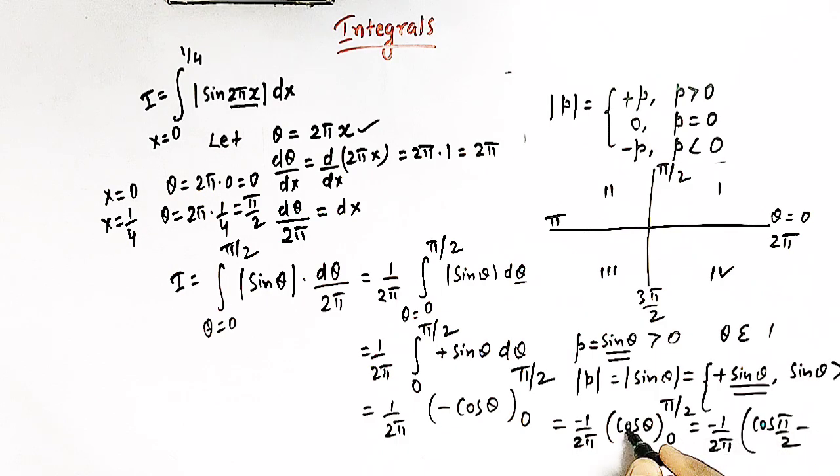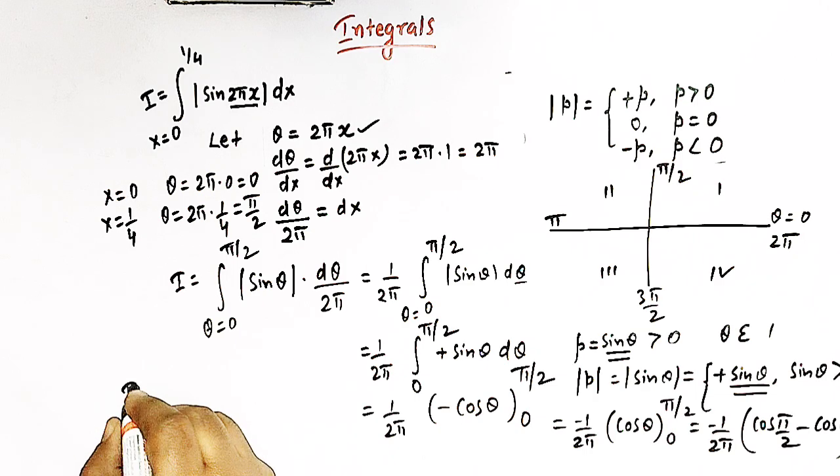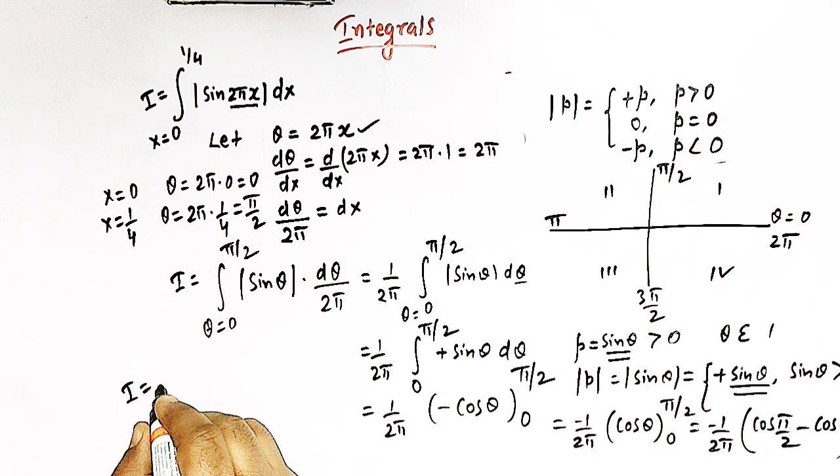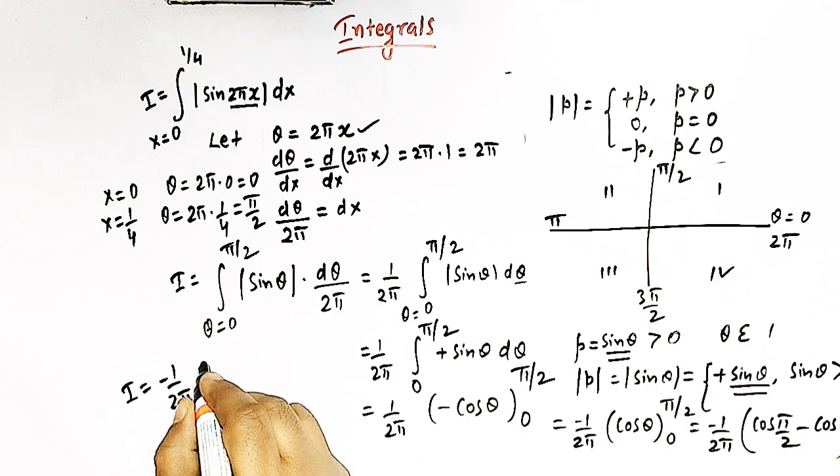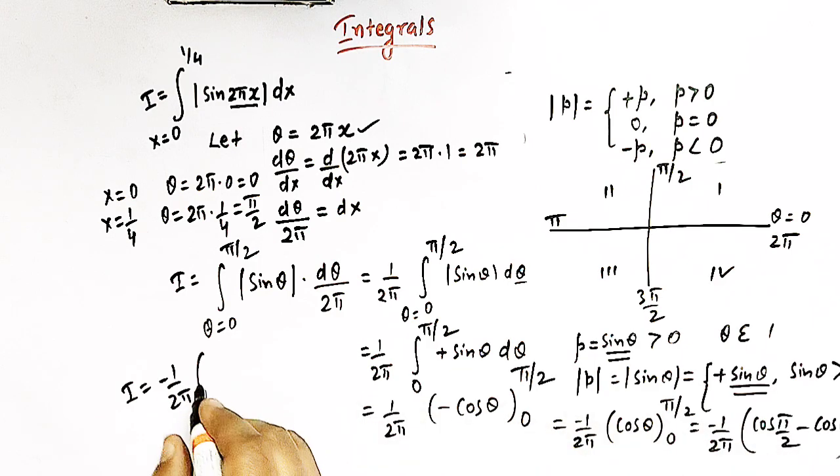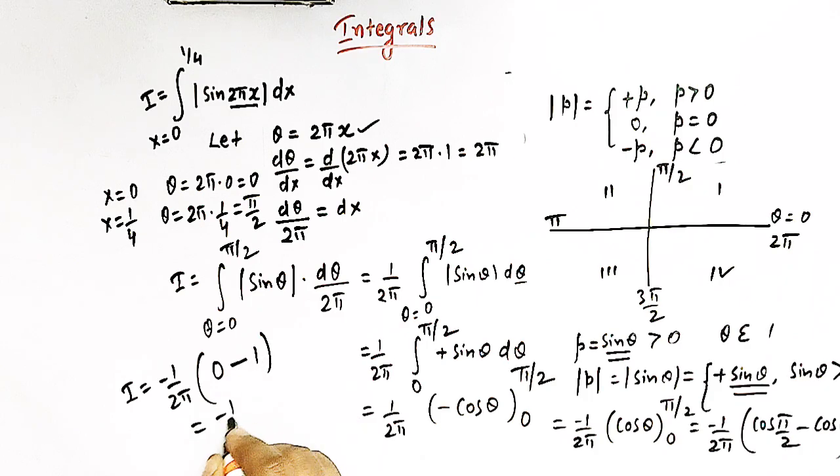So we have cos pi by 2 minus cos of 0. The value of this integral is minus 1 over 2 pi, and cosine pi by 2 is 0 and cosine 0 is 1. So we have minus 1 over 2 pi times minus 1. Minus times minus is positive, so we have plus 1 over 2 pi. So the value of this integral is equal to 1 over 2 pi.